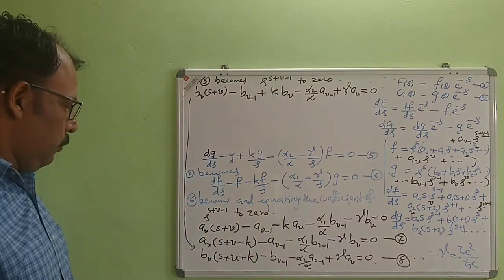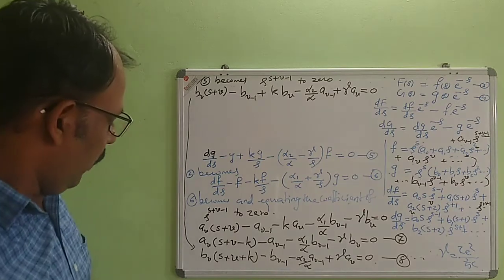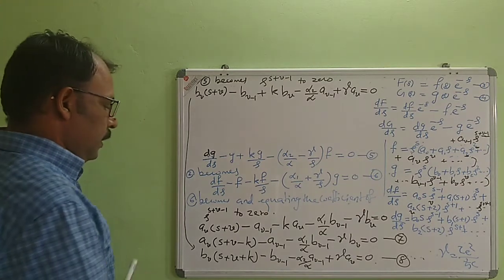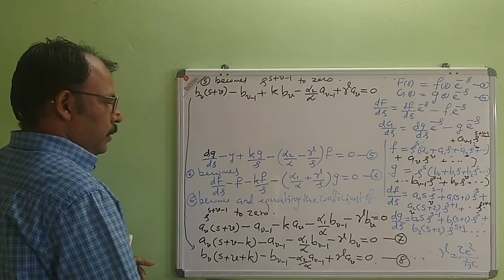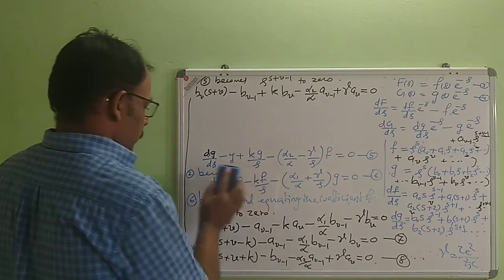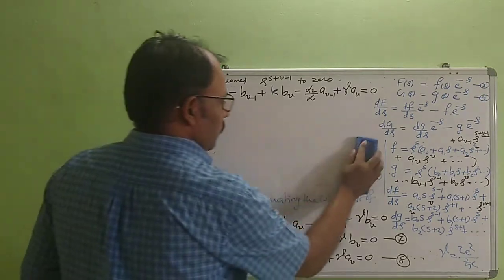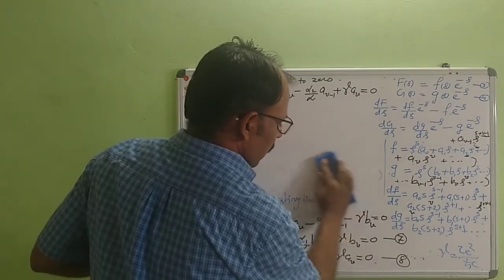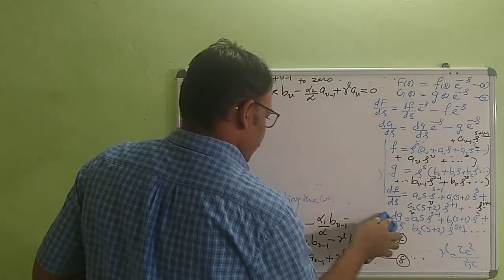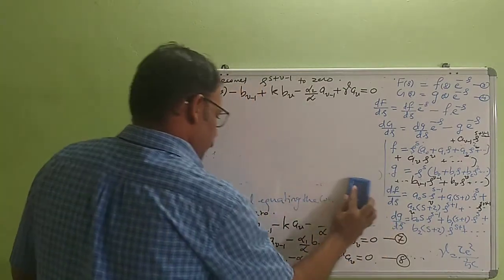So we got two equations relating the coefficients of A and B. That two equations are given by equation 7 and equation 8. Now we will find the relation connecting the coefficients A v and B v.